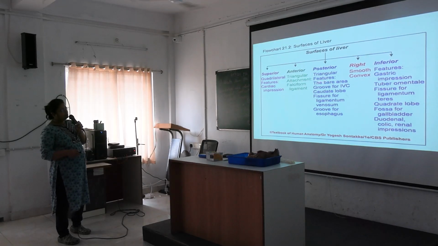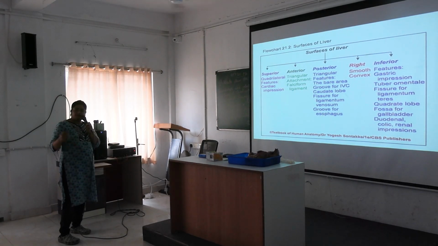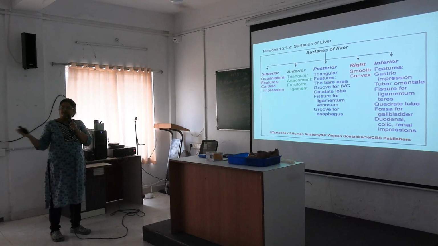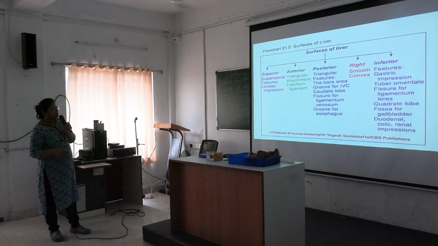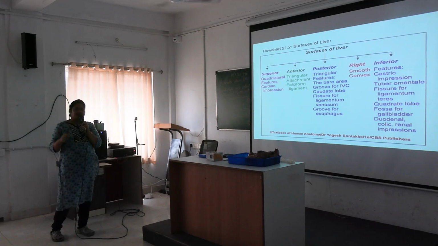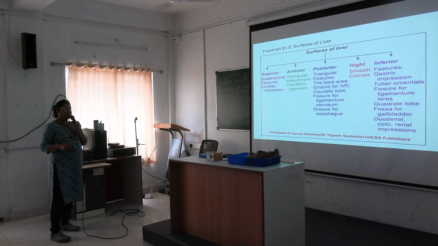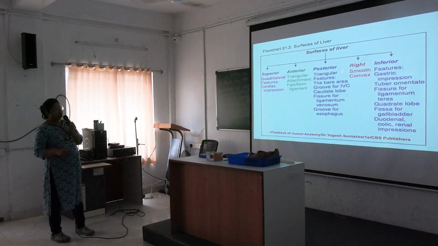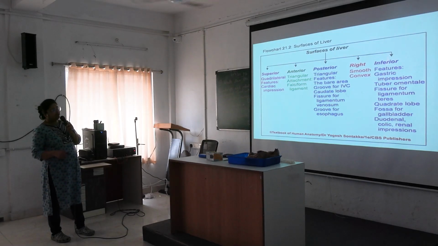The posterior surface is also triangular, it has the following features: the bare area of the liver, groove for inferior vena cava. This is from right to left. On the most right is the bare area, the triangular bare area of the liver. Then you will get the groove for inferior vena cava, then the caudate lobe, then the fissure for ligamentum venosum, and the groove for esophagus. The right surface is smooth and convex, and the inferior surface is the visceral surface.